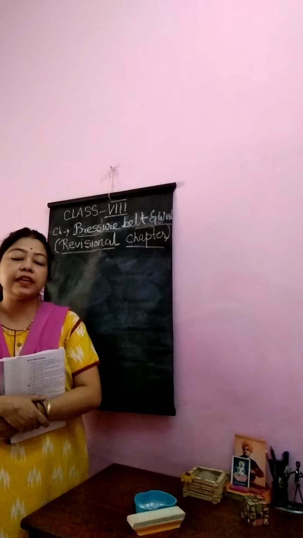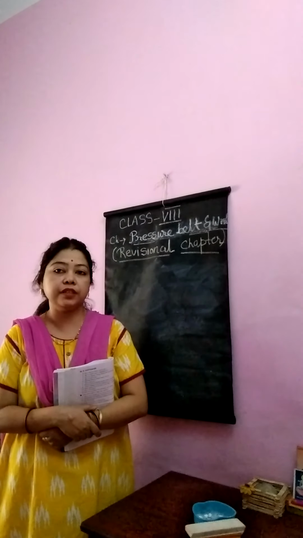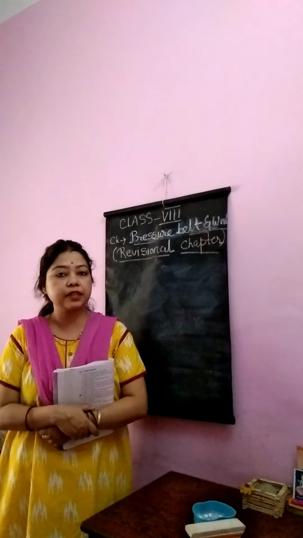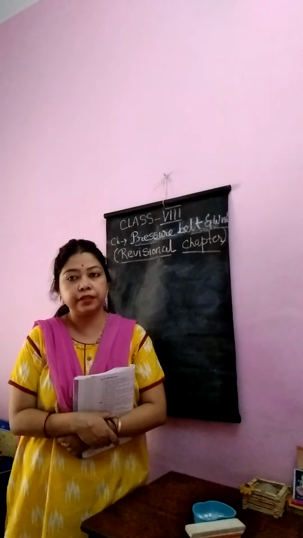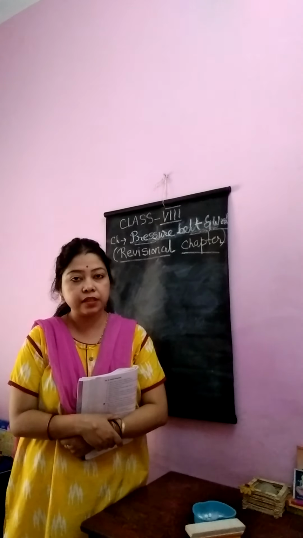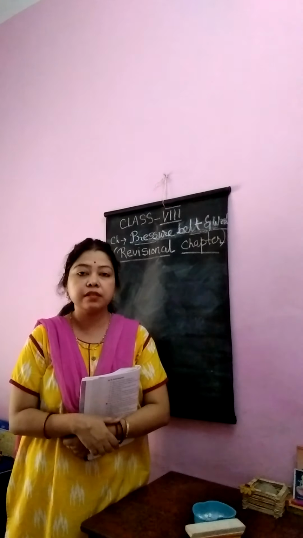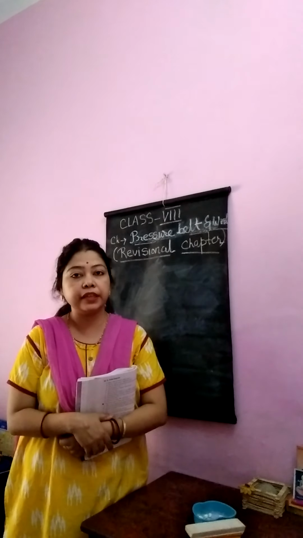This is our second revisional chapter. The name of the chapter is Pressure Belts and Wind. Before starting, I am telling again the syllabus for your second unit test: Pressure Belts and Wind, Cloud and Rain, Neighboring Countries and Oceania. This chapter Oceania also contains the map pointing that you have to practice.